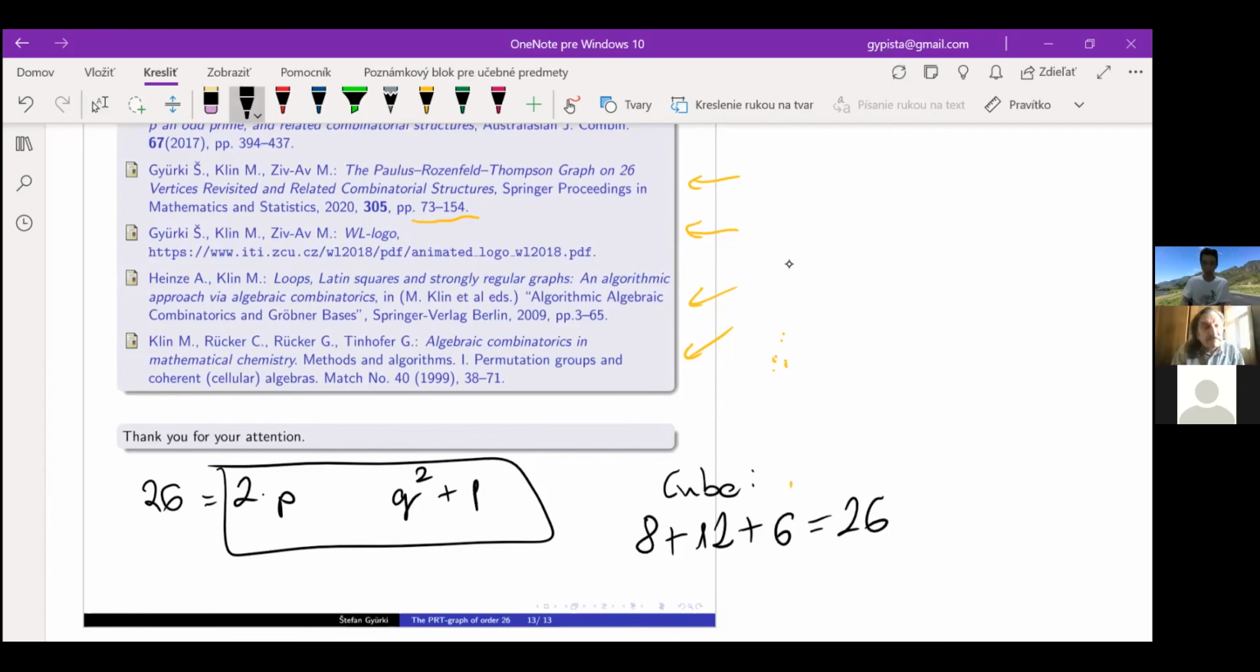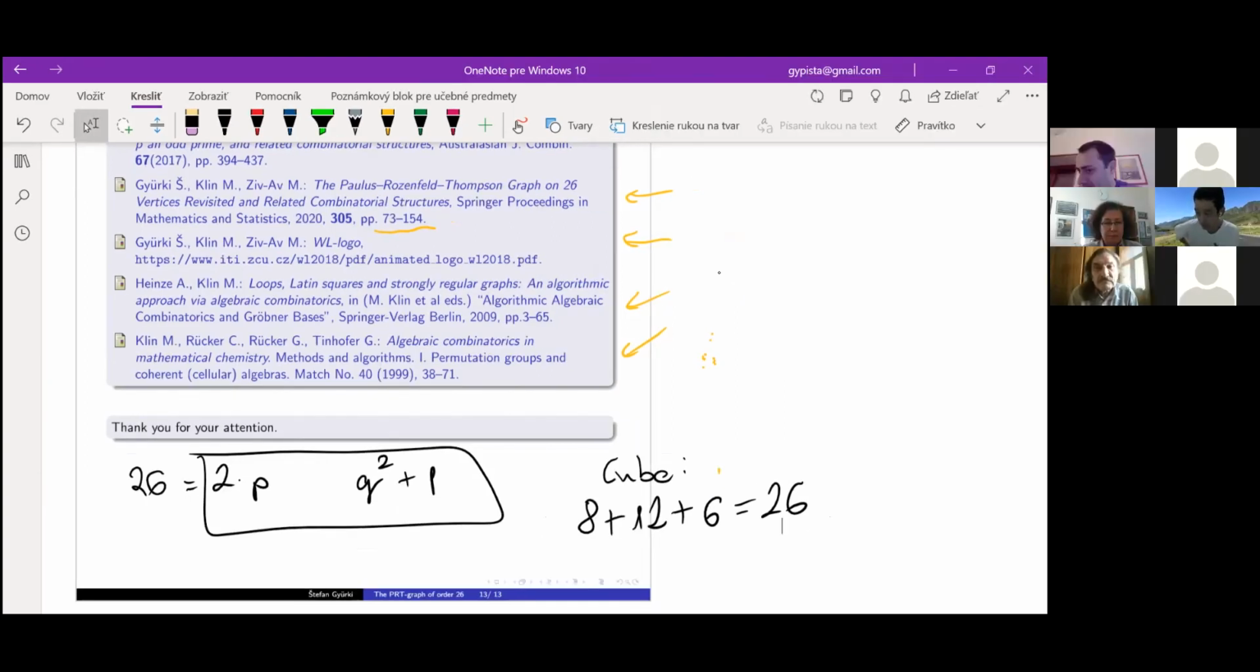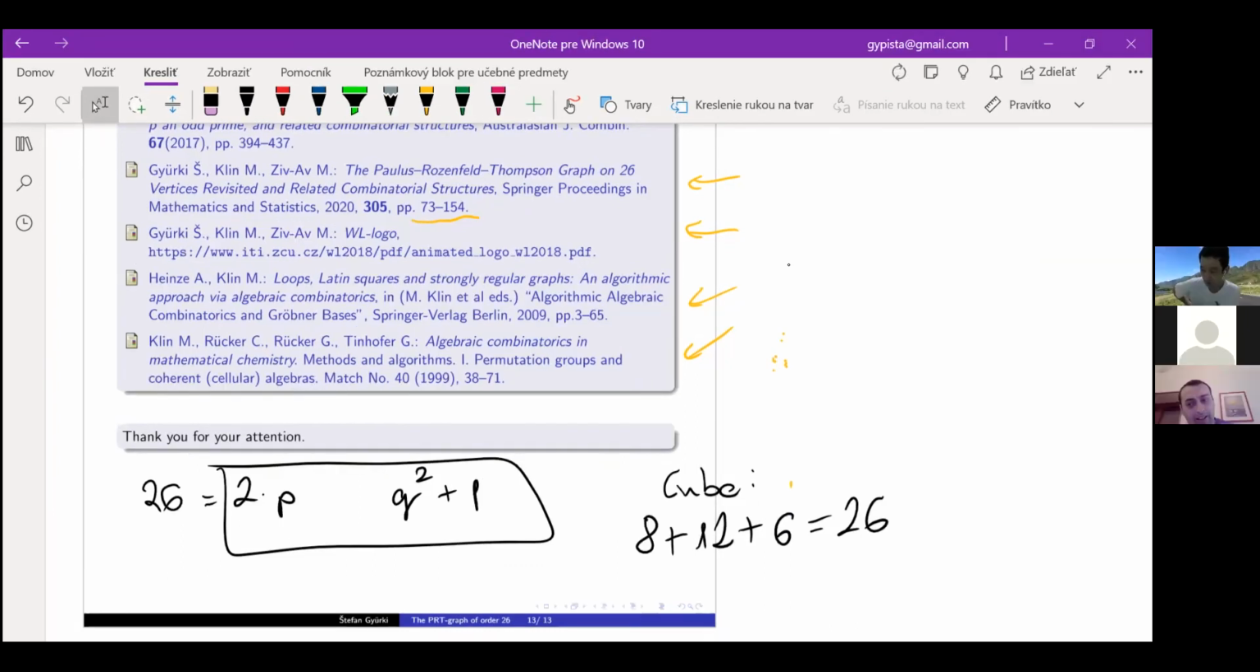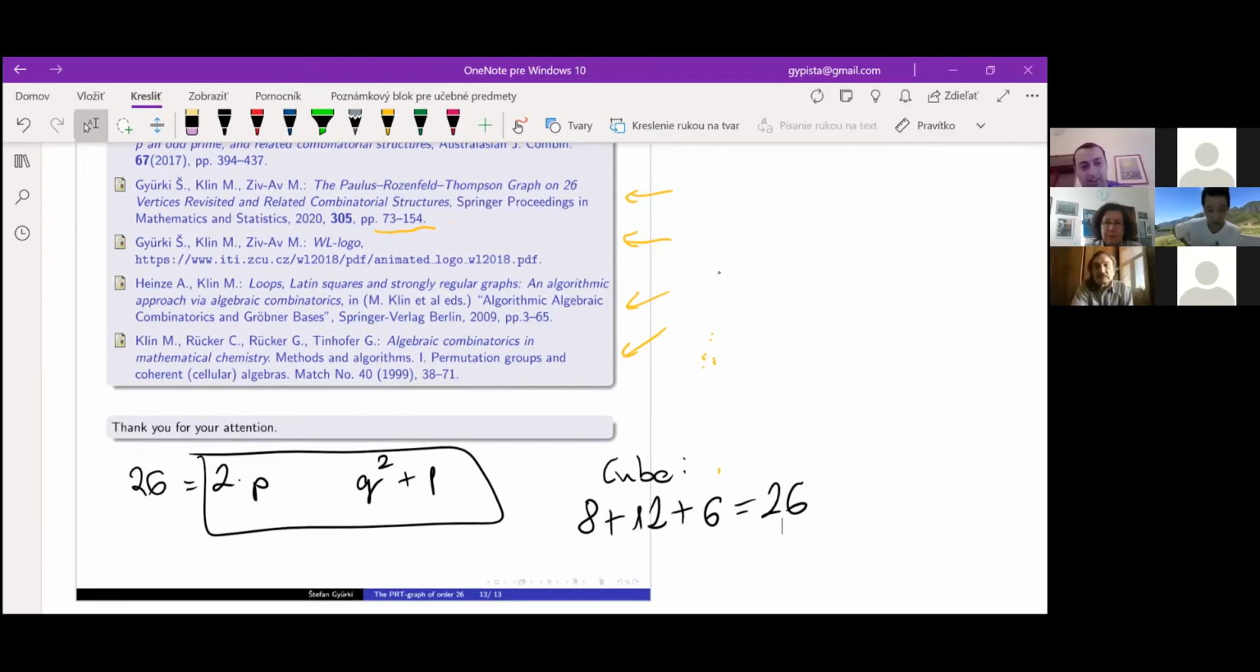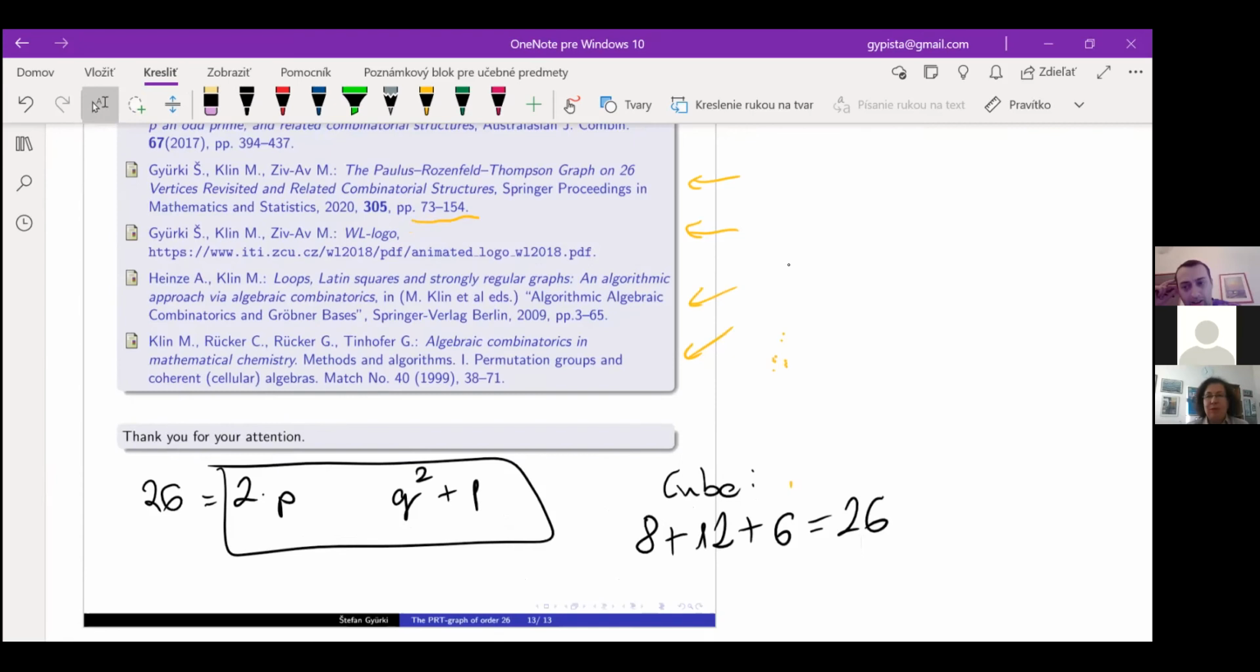Okay. Any other questions to Štefan? Can I ask a question? Sure. Yes. You said that there are, I don't remember, not so many graphs with the same parameters as Paulus-Rozenfeld-Thompson. 10 or 15 or something. Sorry, I can't hear you clearly. Okay. Yeah, me too.